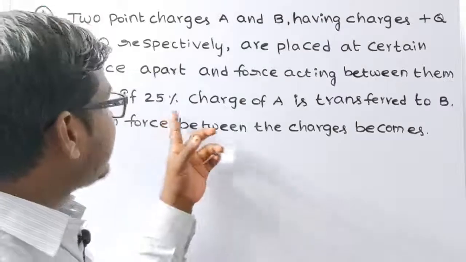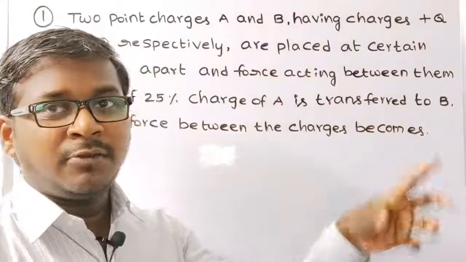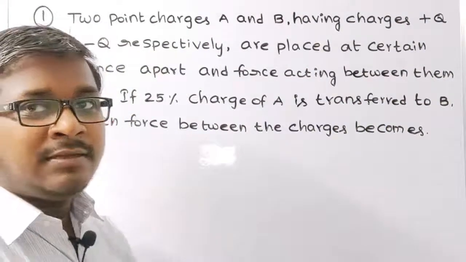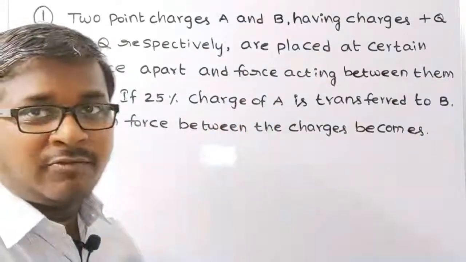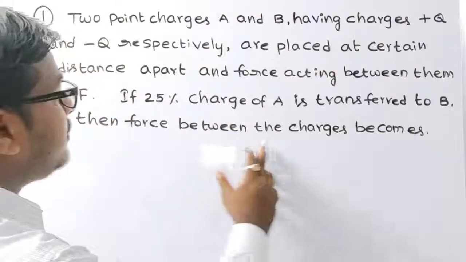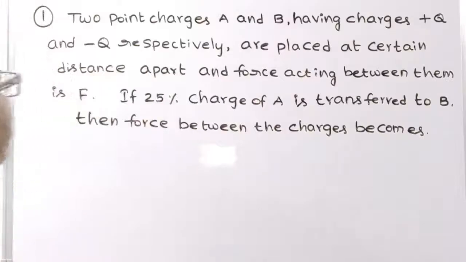If 25% charge of A is transferred to B, that is, the new charge of A is 75%. Okay, 25% is transferred to B, the remaining is 75%. Then the force between the charges becomes, that is, F is to be calculated.